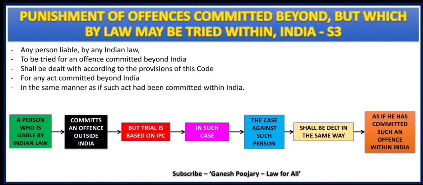I have simplified this particular section with the help of a chart, and the chart goes this way. A person who is liable by Indian law commits an offence outside India but trial is based on IPC. In such a case, the case against such person shall be dealt with in the same way as if he had committed such an offence within India. I don't think it can be made much easier than this. But of course, if we have an illustration, that will definitely make our life easy.